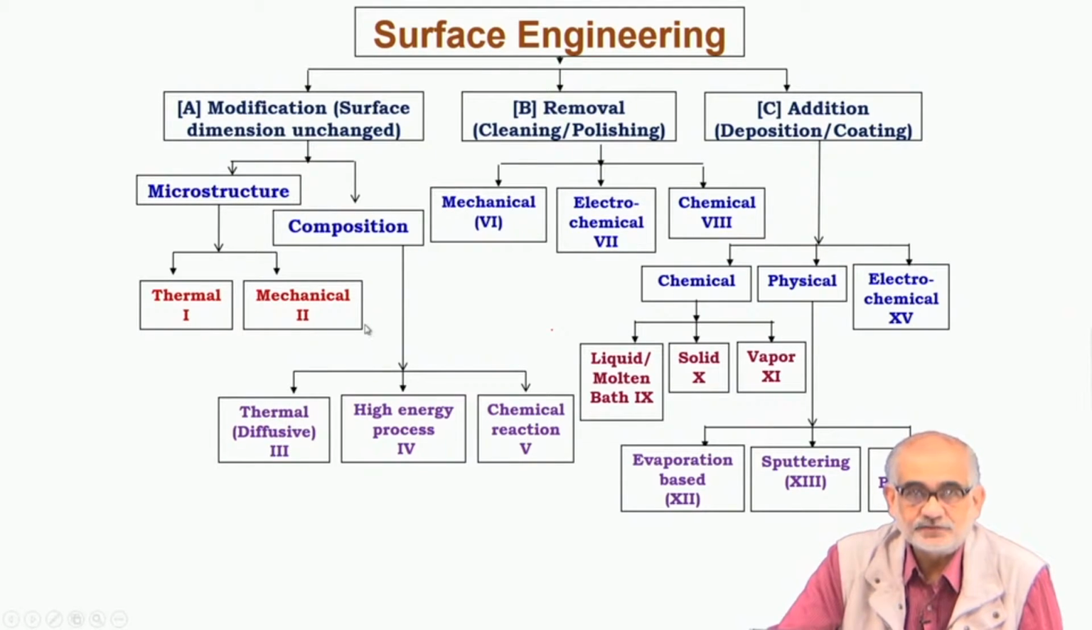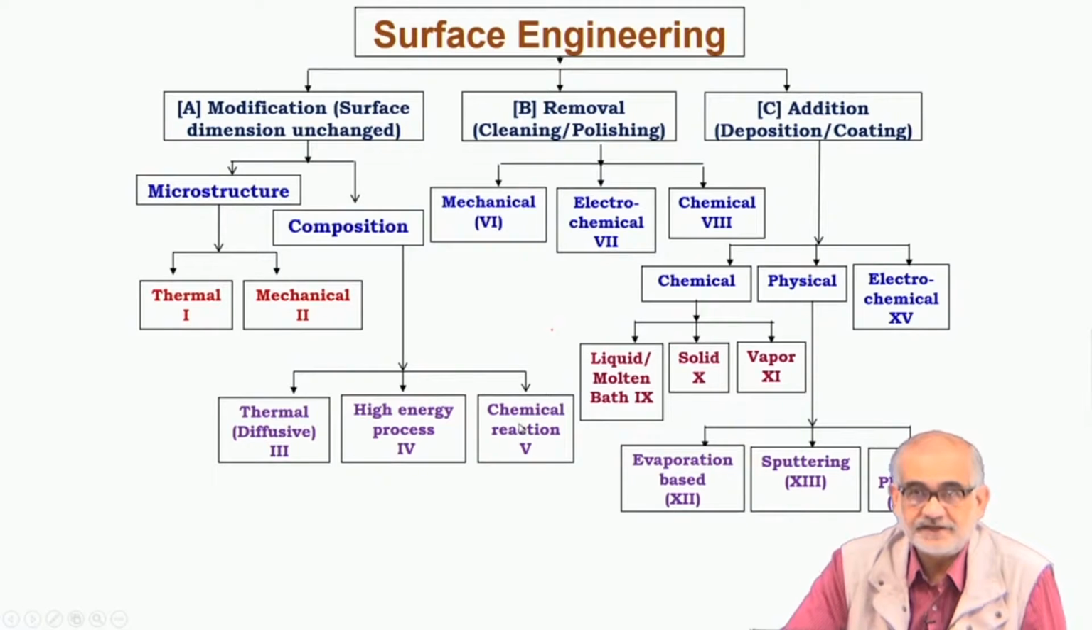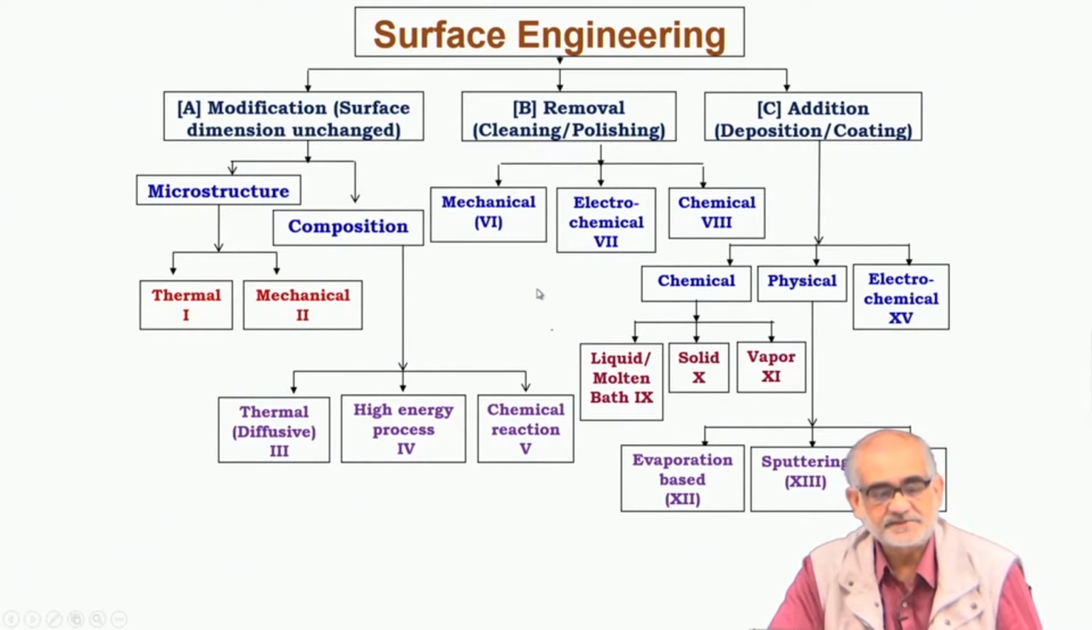So, we are not going into random description of the various techniques possible. We first would like to classify them scientifically. And in this approach, for example, under A we have possibilities of thermal or mechanical activation for change in microstructure, and similarly compositional changes are possible by using diffusion or high energy processes, even chemical reaction for a very thin layer. Likewise, there are very many possibilities. So, we will go one by one systematically.